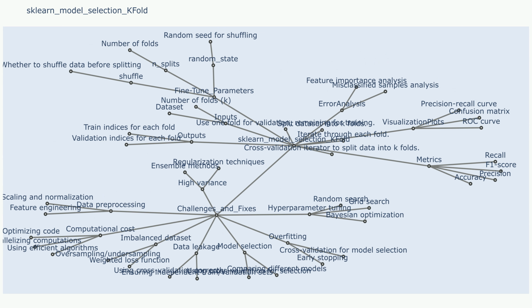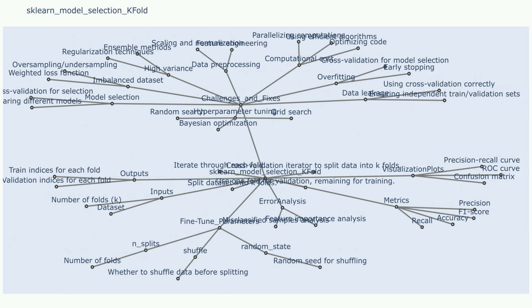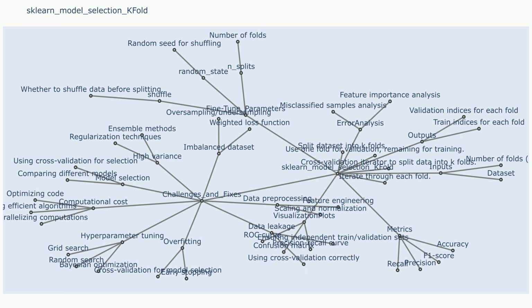Challenges and fixes. Challenge 1: data imbalance in folds. Sample use case: if the dataset is highly imbalanced, e.g., 90 negative instances and 10 positive instances, K-fold might create folds with unequal proportions of positive and negative instances, leading to biased evaluation results.